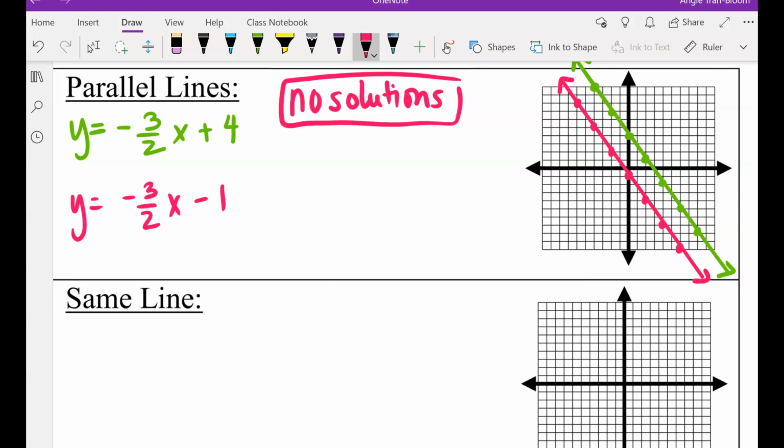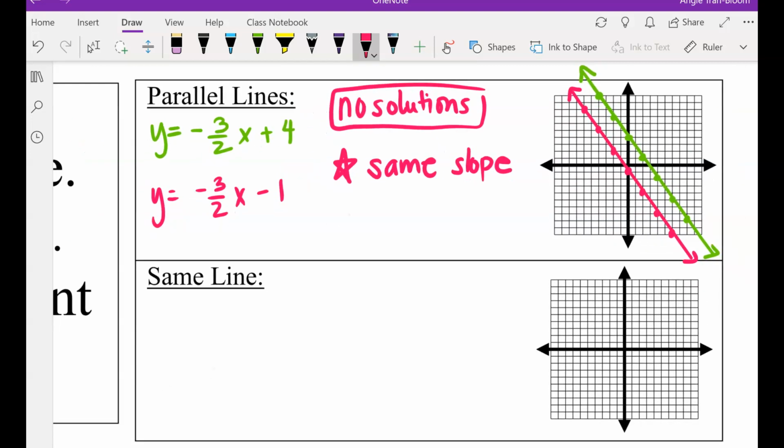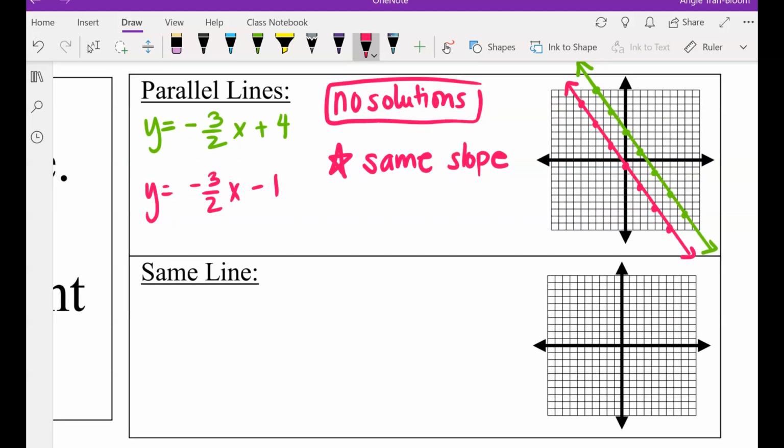Now, what makes two lines parallel again? One more time. Same slope. I'm going to write same slope. Okay. What makes two lines the same line? Same slope and same y-intercept.